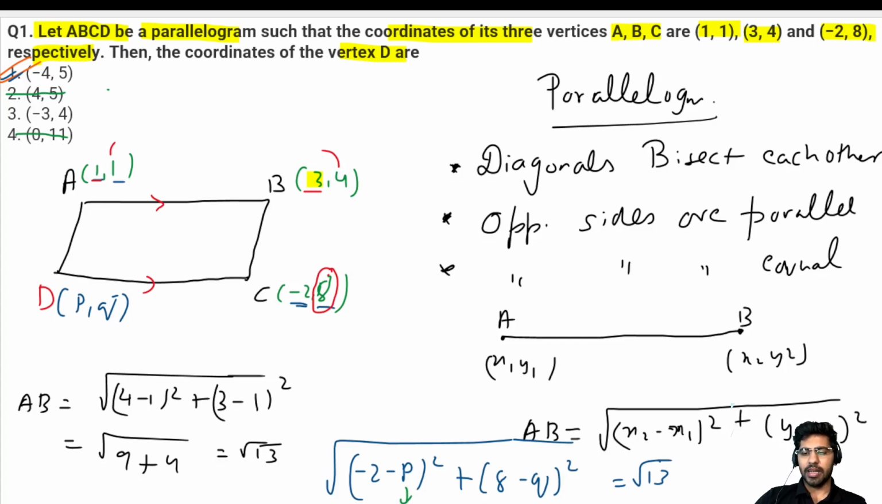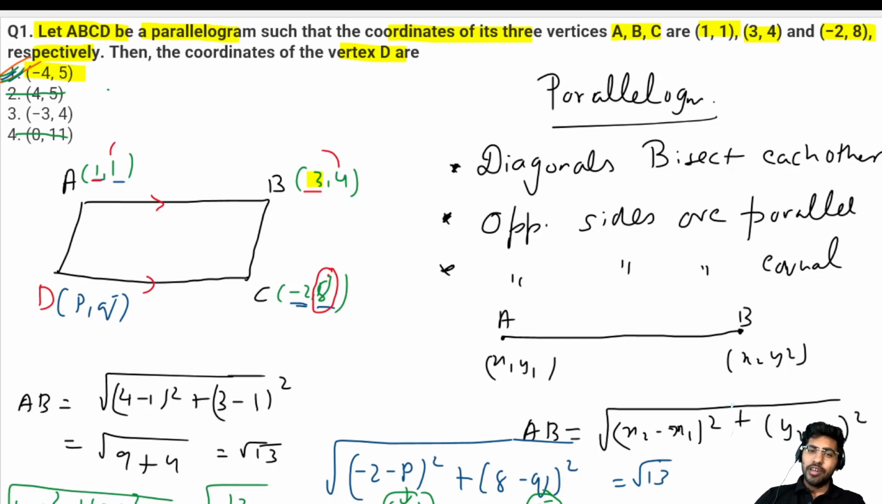If I take P as minus 4, then I'll get minus 2 plus 4, right, when the bracket opens, isn't it? So minus 2 plus 4 is going to give me a plus 2 whole square, and if I take Q as 5 here, what I'm getting is 8 minus 5, that is 3 whole square, and if I add these two, what I'm going to get is 4 plus 9, that is root of 13. So the value of P should be minus 4 and the value of Q should be 5. So these are the three different ways in which we could have tackled this particular question.